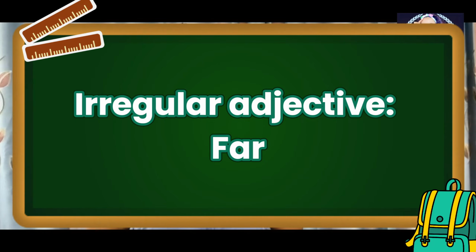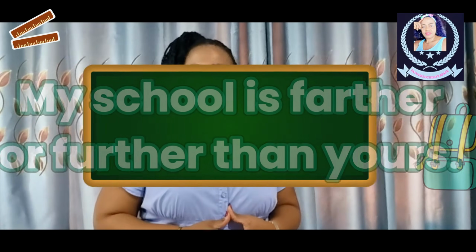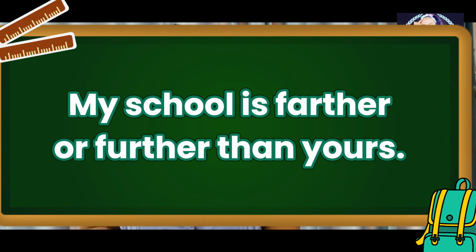And that takes us to the last one, which is far. The last irregular adjective, which is far. How do we form a comparative or superlative adjective with far? Now, talking about far, remember, far talks about distance. The comparative form of far is farther or further. These are all accepted. They are all used, but you can choose one that you want to use and be consistent with it. For example, my school is farther than yours. Or my school is further than yours.